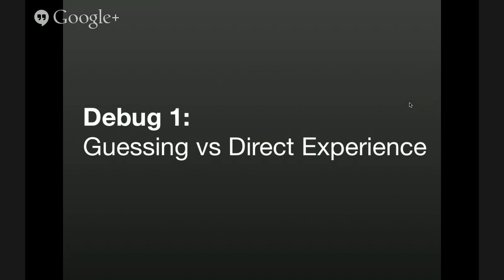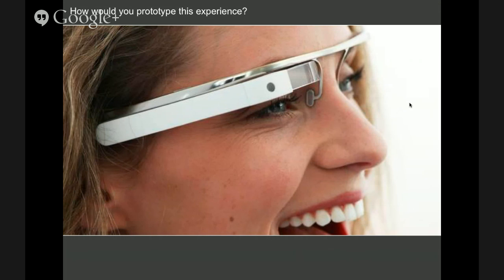Okay, so the first mental debug is knowing the difference between guessing versus direct experience. So, I got to Google on my first day of work. This is obviously a picture of Google Glass, but there was no Google Glass on my first day of work. What there was was a half-page document from Larry and Sergey, and it said something like, what would it take to have Google in your brain?